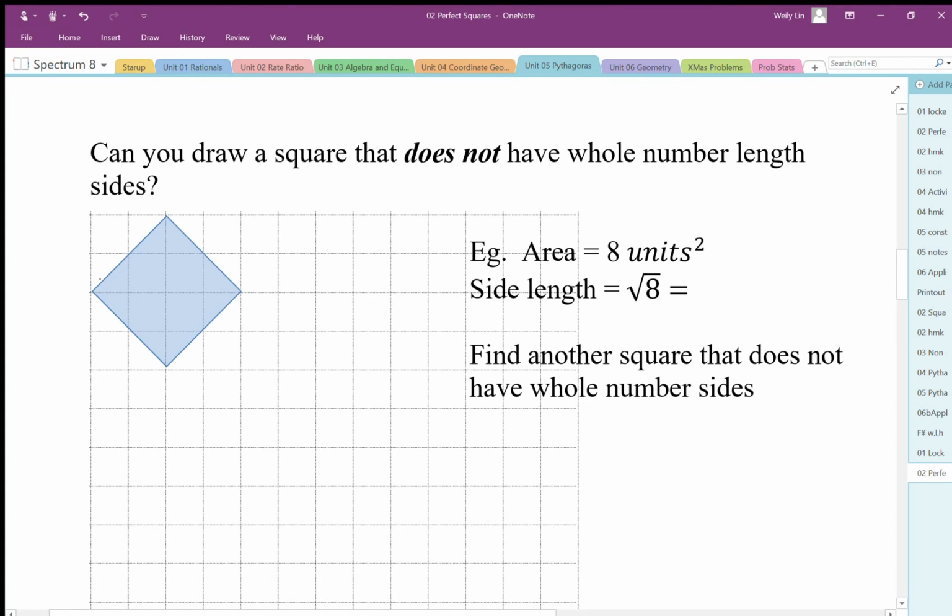This edge is exactly the same as this edge, exactly the same as this edge, exactly the same as this edge. And the angles between the lines are all 90 degrees, so this is definitely a square. But it's not a perfect square because the side length is not a whole number. We can measure the area here by just chopping it up.